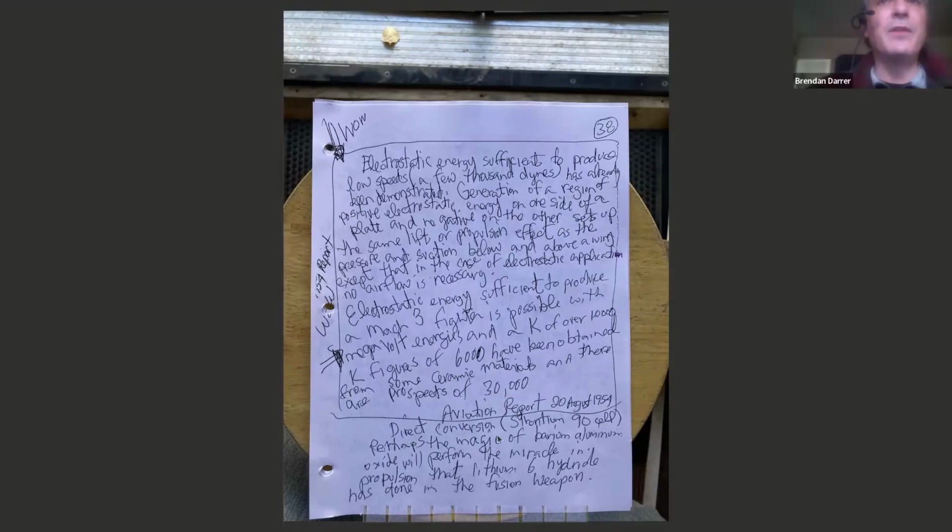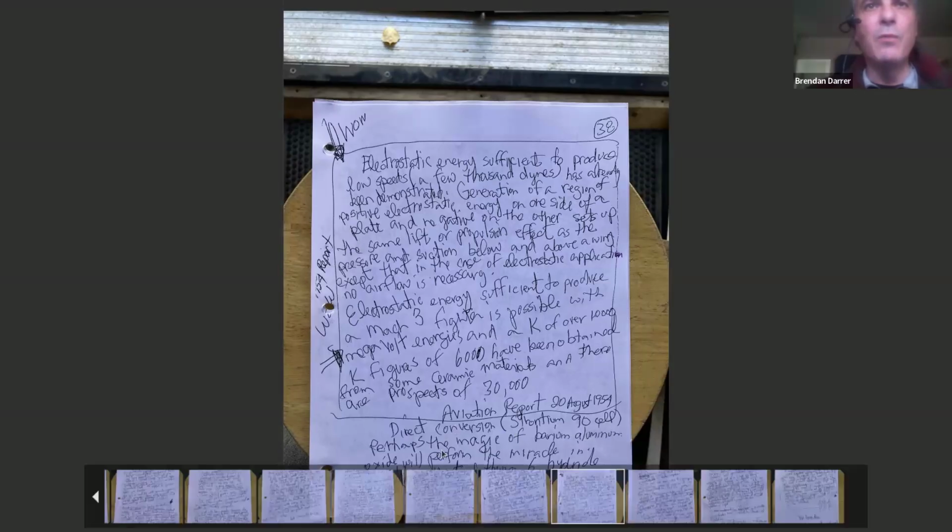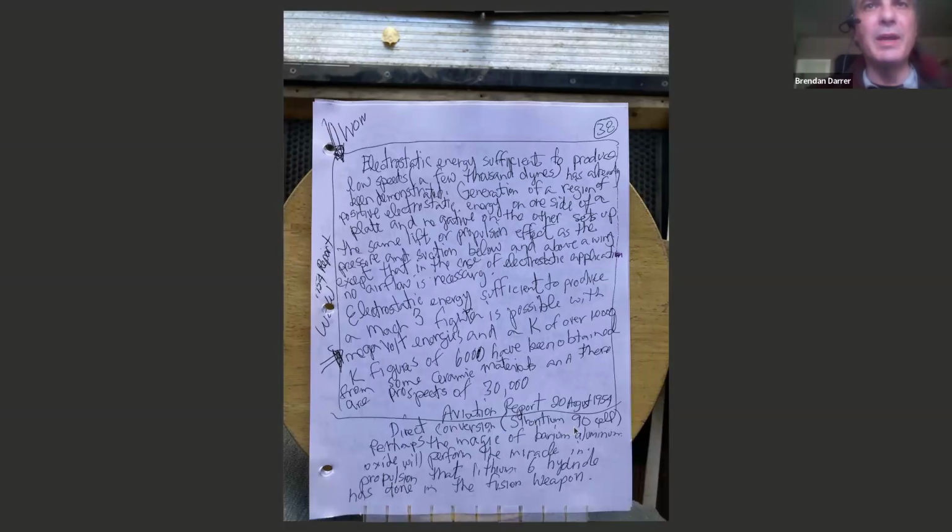Direct conversion. Strontium 90 cell. Perhaps the magic of barium aluminium oxide will perform the miracle in propulsion that lithium 6 hydride has done in the fusion weapon.